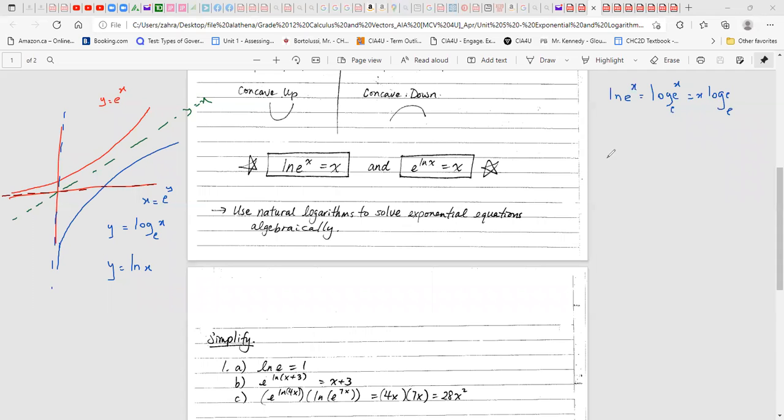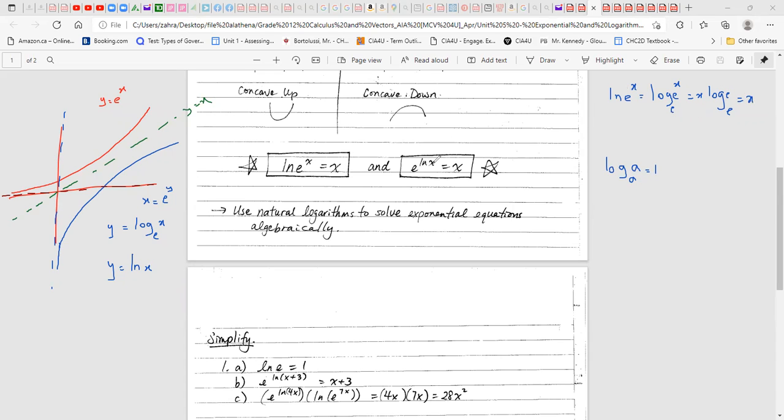Log of any number that has the same base is going to be 1. a to the power of 1 is a, right? So log e is 1, so the answer here is going to be x. Remembering that ln of e to the power x is x, we proved that, right?